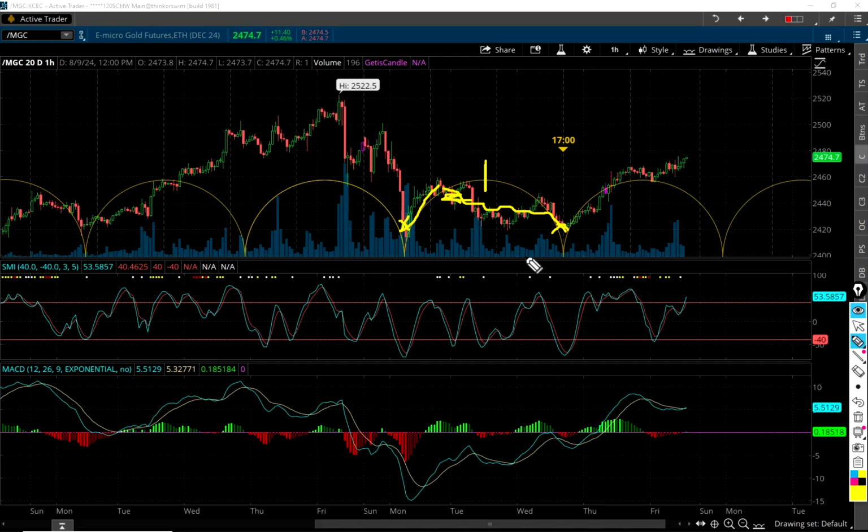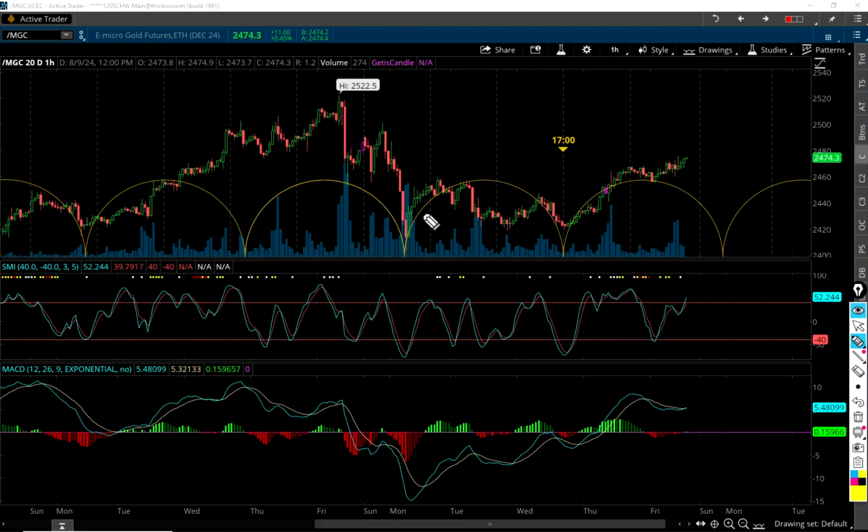All right. More than likely, this hourly cycle right here isn't going to get up to here. It isn't going to make it up to 2,500. It's going to run out of gas probably before that. Could be wrong, because momentum's looking pretty strong here, but we'll always do analysis kind of on the fly.